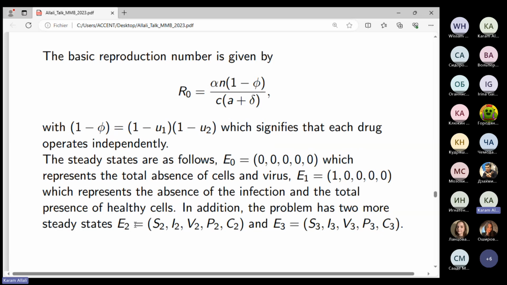The steady states: we have E0, which represents the total absence of cells and virus. It's not important to study this because there is no biological interest in E0. Also there is E1, which represents the absence of the infection and total presence of healthy cells, the disease-free equilibrium. And there are two other steady states, E2 and E3.